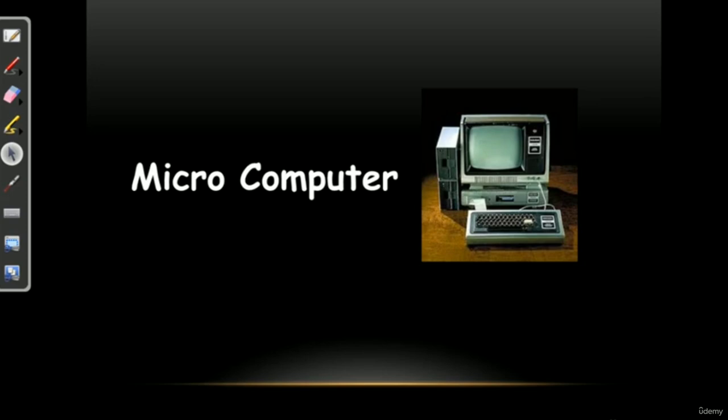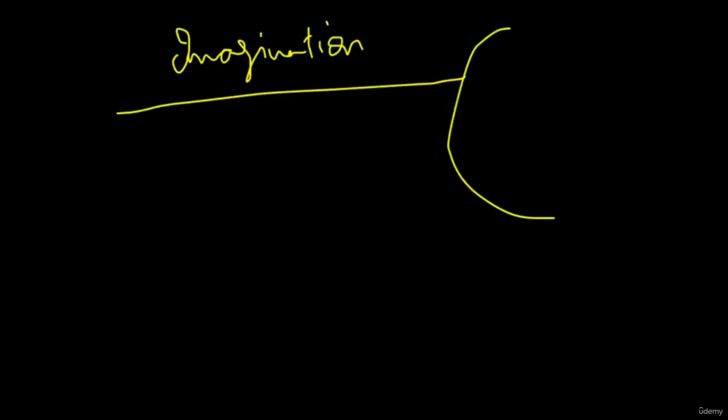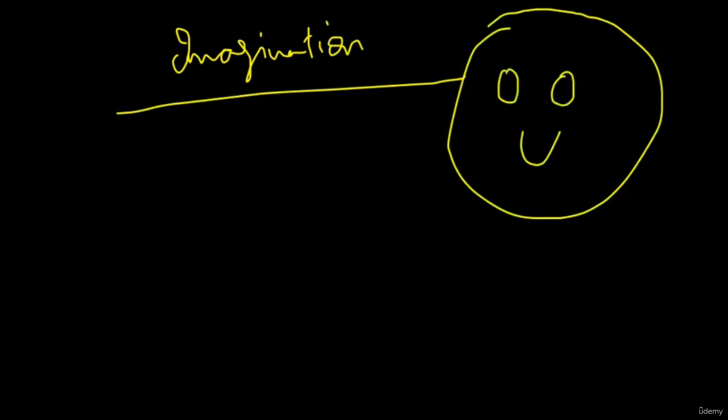Now many people can connect to one CPU and work, and this is one form of the microcomputer. If we have a processing unit, like let's imagine here. So this is imagination time. If you are an engineer, you must imagine.